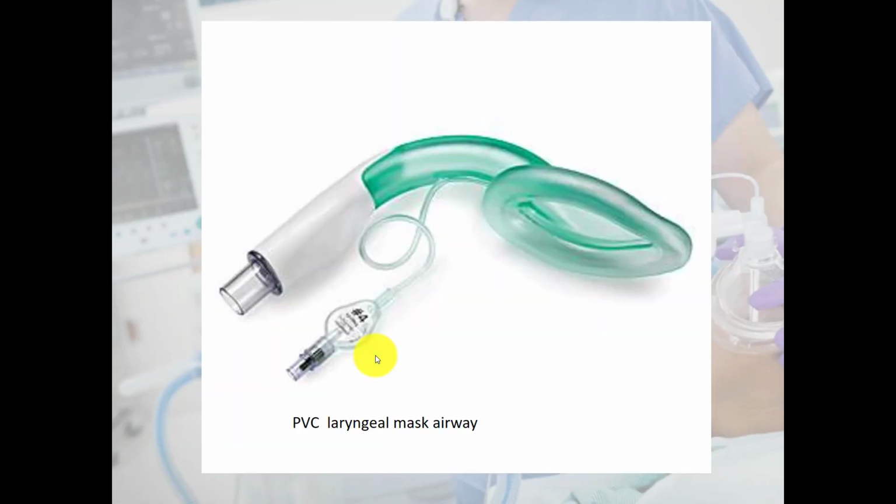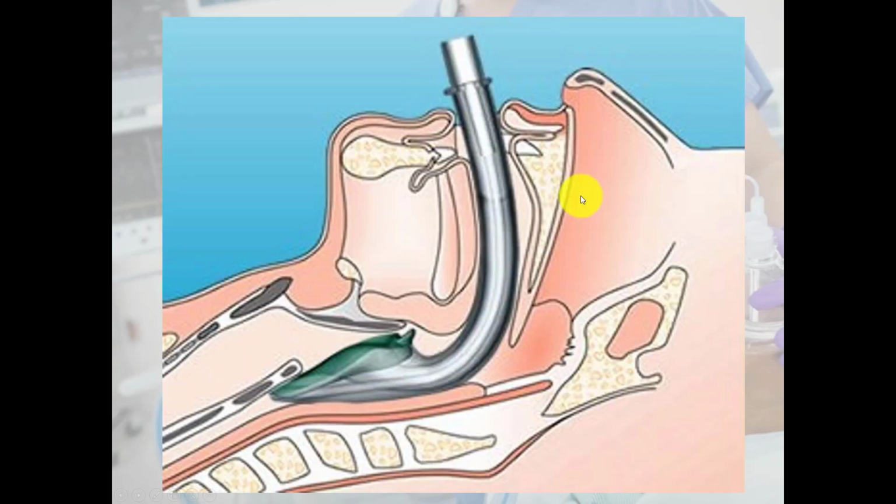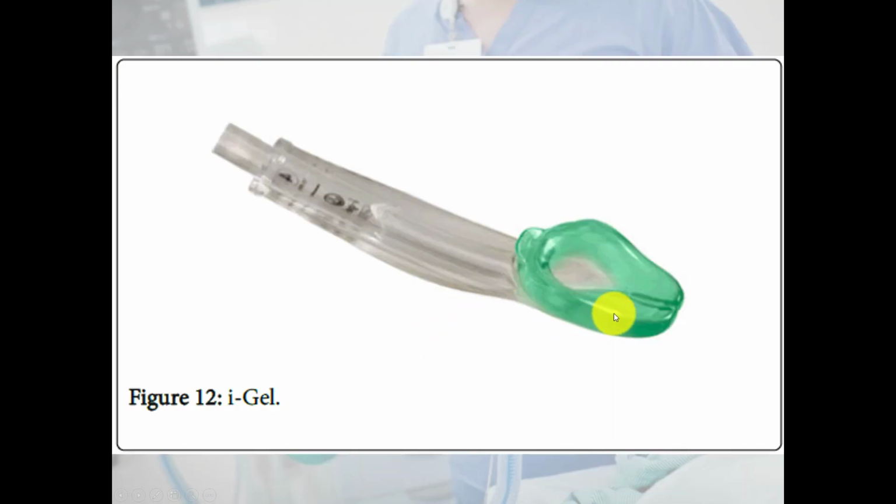I have to show you that this is the laryngeal mask airway that is made up of PVC, and here you can see that we have to inflate it with air. But here you can see this is not made up of PVC because there is no air. You can see this is made up of gel. This is called the i-gel type.